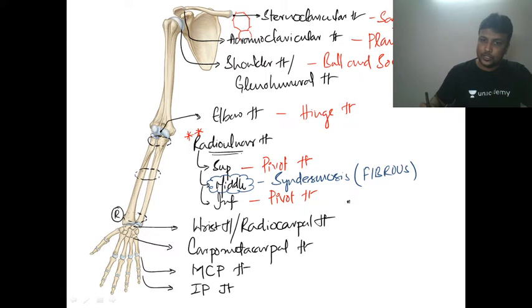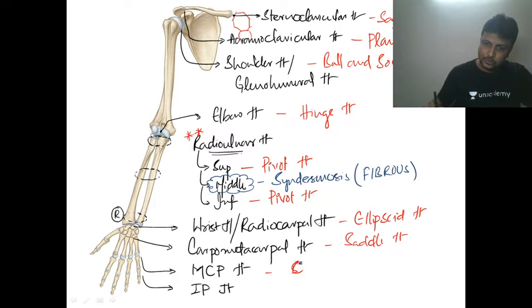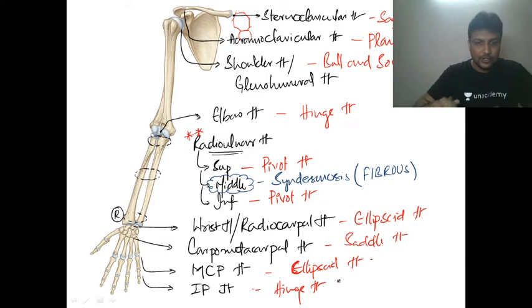Next one, guys, wrist joint. Wrist joint or the radiocarpal joint will be the ellipsoid joint. Carpometacarpal joint here will be the saddle joint. And then finally the metacarpophalangeal joint will also be of ellipsoid variety, guys. Fine. And then the interphalangeal joint, without any doubt, will be nothing but the hinge variety. It's also allowing the flexion and extension of that one. So the interphalangeal joint is actually a hinge joint. Functionally it's also included in the plane variety, but better to call it the hinge joint.